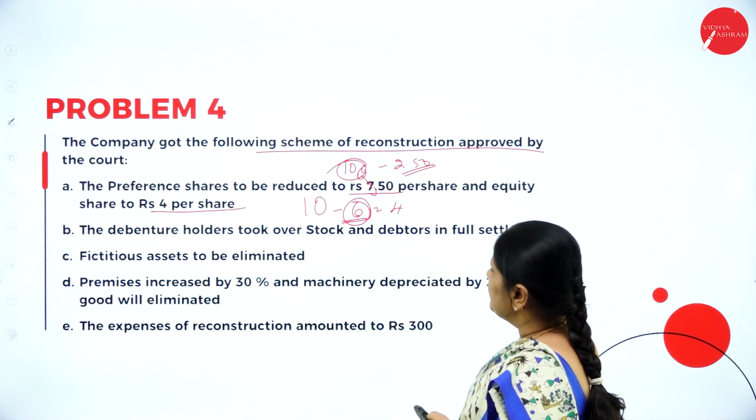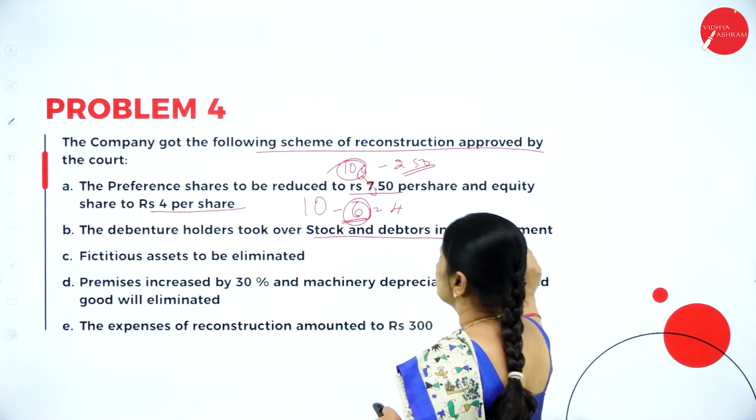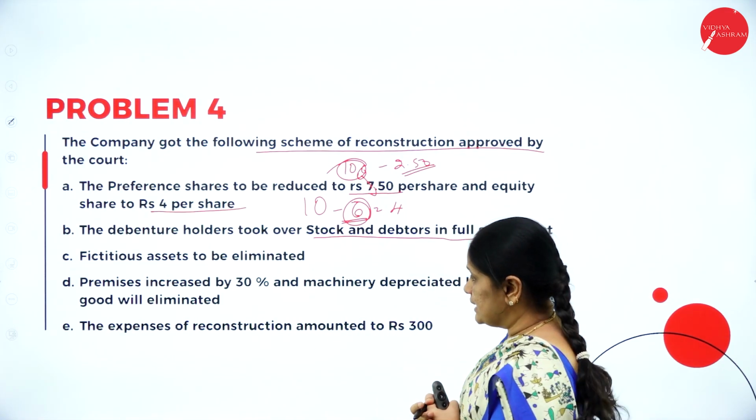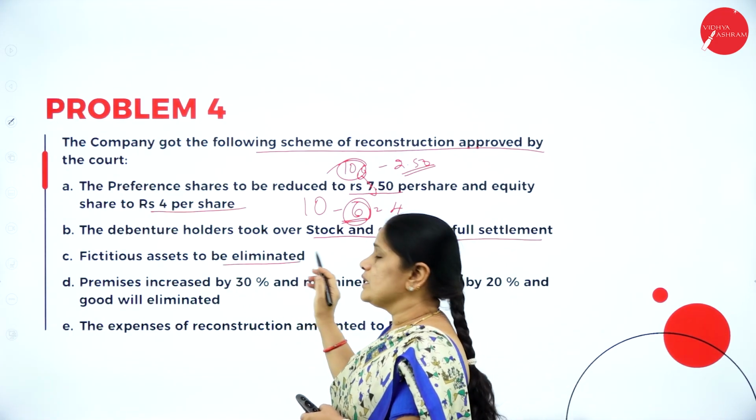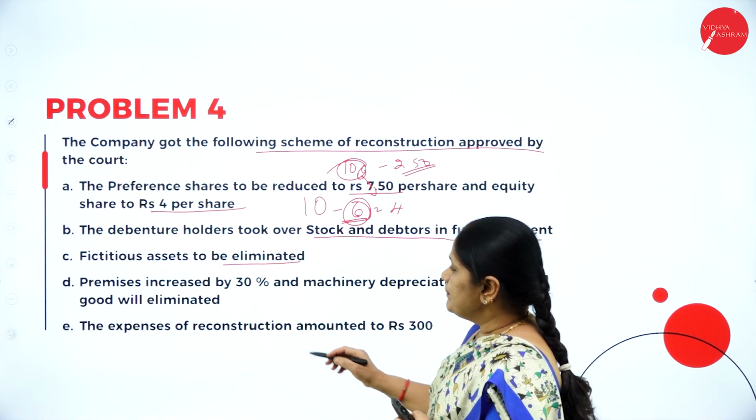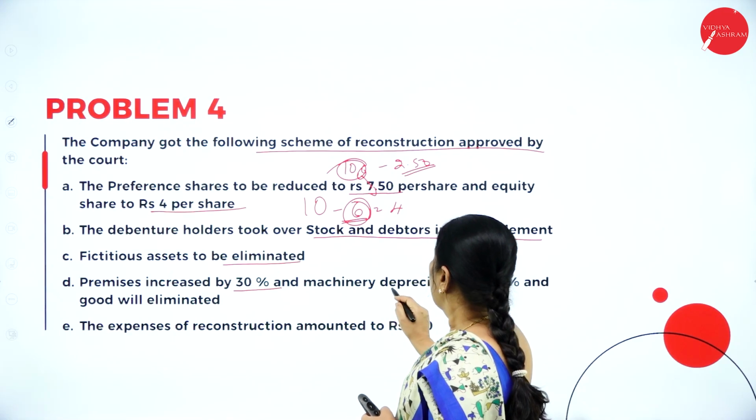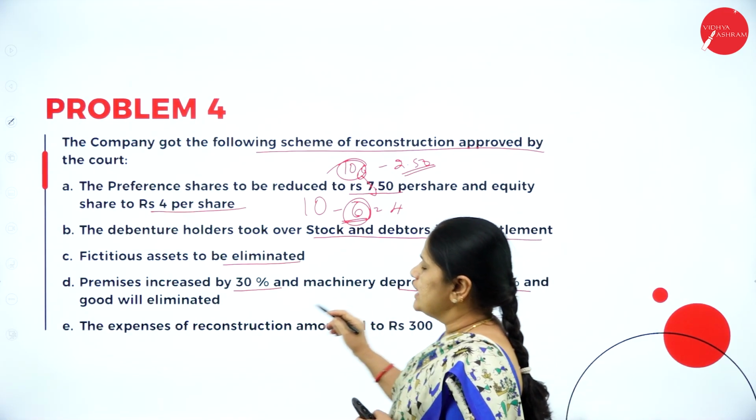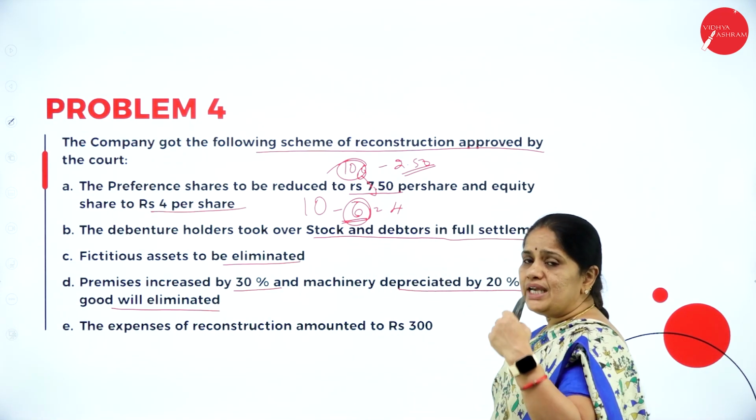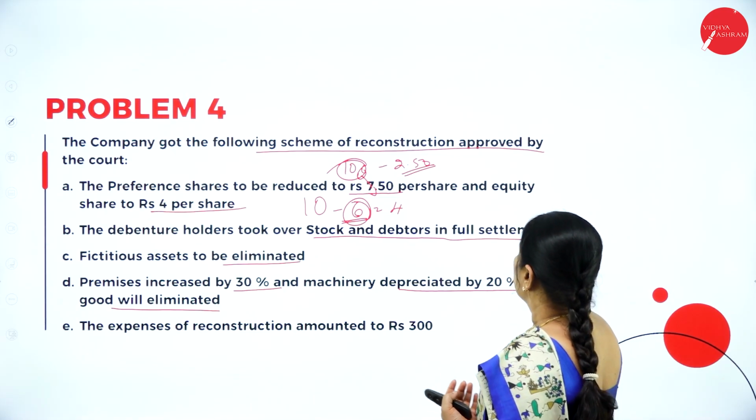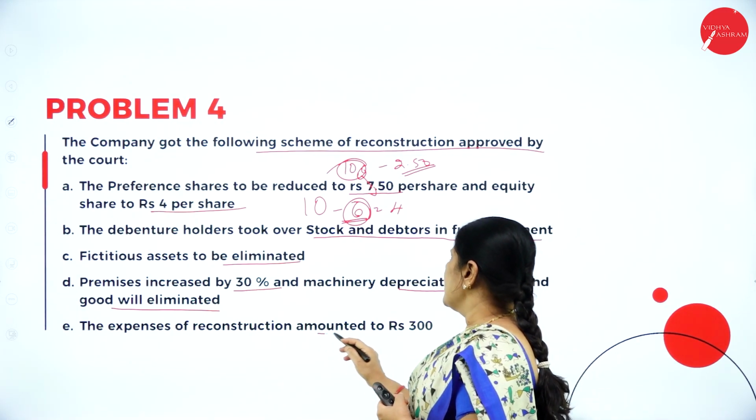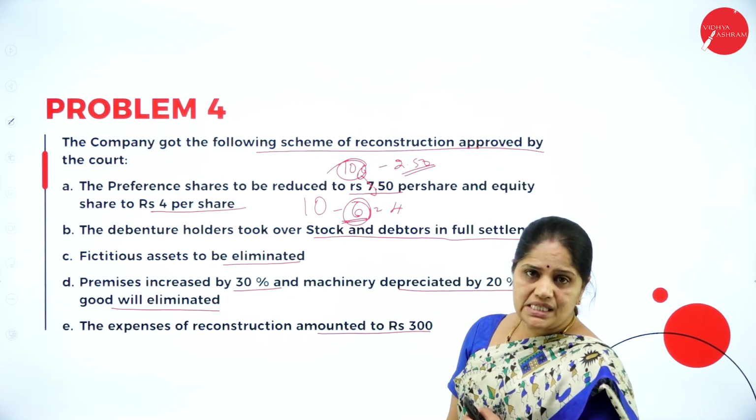Then next, the debenture holders took over stock and debtors in full settlement. Fictitious assets are to be eliminated, so whether it is the goodwill or the profit and loss account, that has to be eliminated. Premises increased by 30% and machinery depreciated by 20% and goodwill eliminated. So premises value has to be appreciated by 30%, machinery value depreciated by 20%, goodwill eliminated. Expenses of reconstruction amounted to rupees 300.